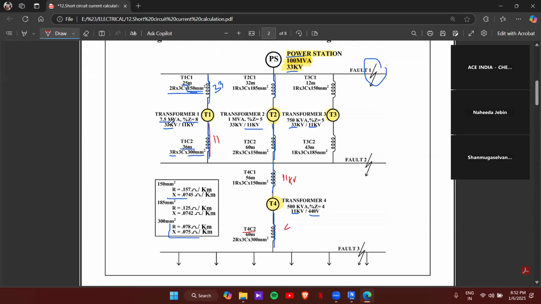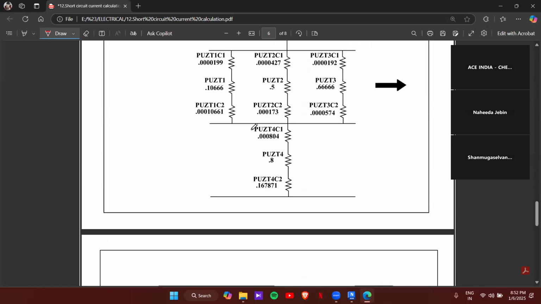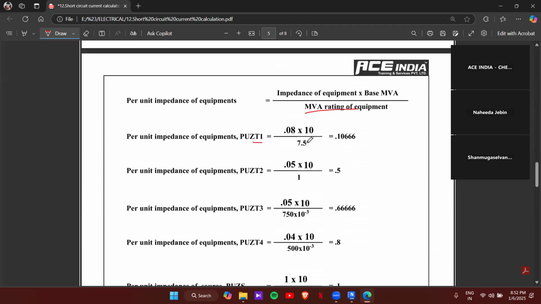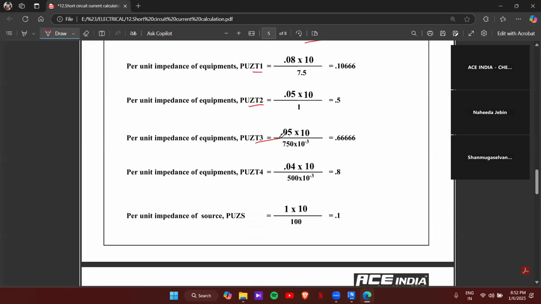So the capacity of the transformer is 7.5 MVA. Substitute that value, 7.5, so that gives 0.1066. Then transformer 2, 0.5% is the impedance. So 0.05 into 10 divided by 1.5 MVA. Similarly, transformer 3 and transformer 4.